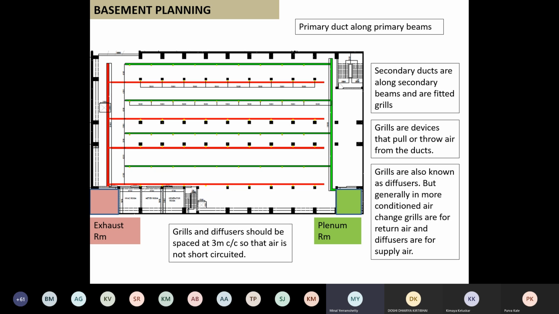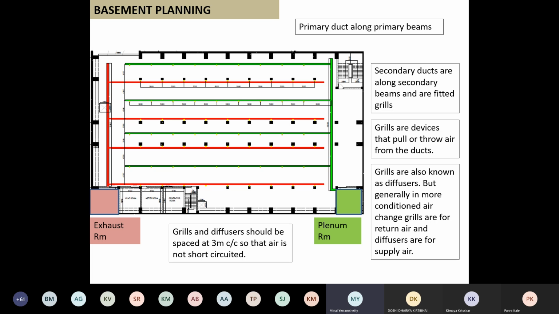You will have the same kind of setting: primary ducts, and from there secondary ducts. Obviously, primary will be thicker in section because it has to take the entire volume of the air that it has to throw to the basement, and then secondary will take its own volume and give it to each bay. And how will it give to each bay?